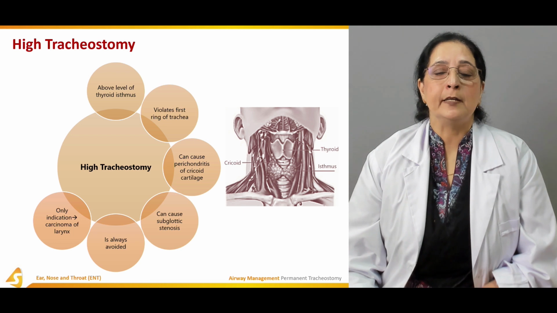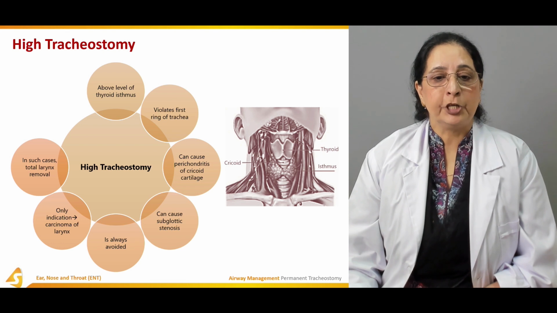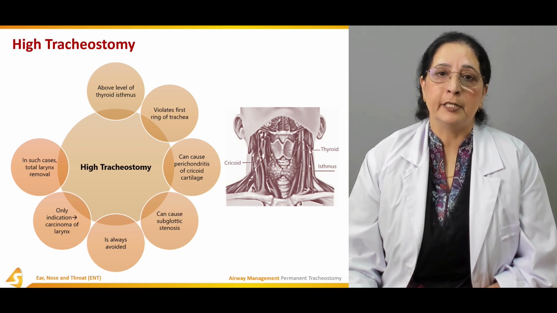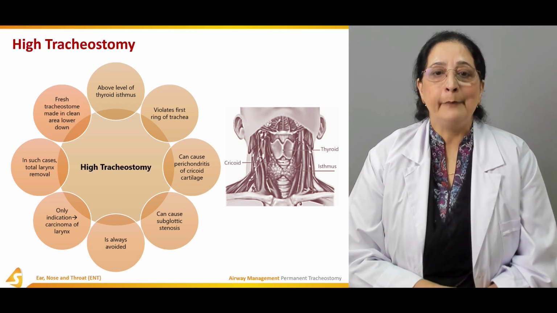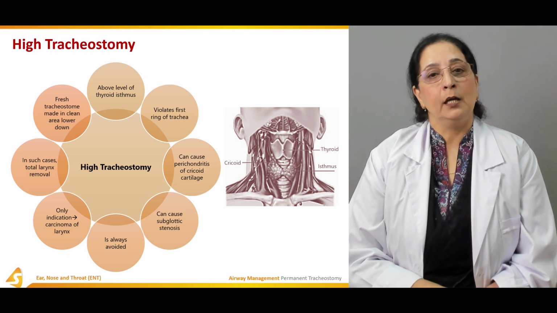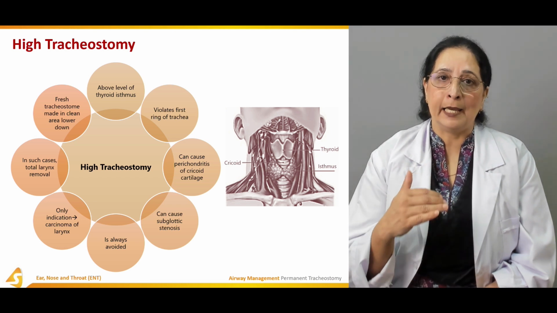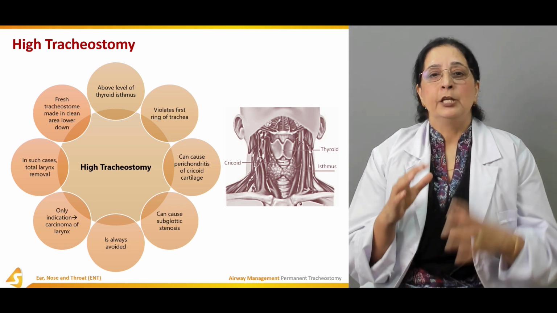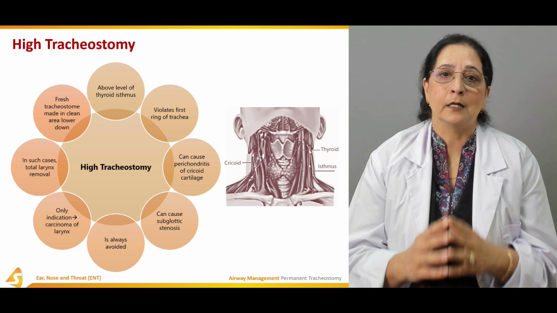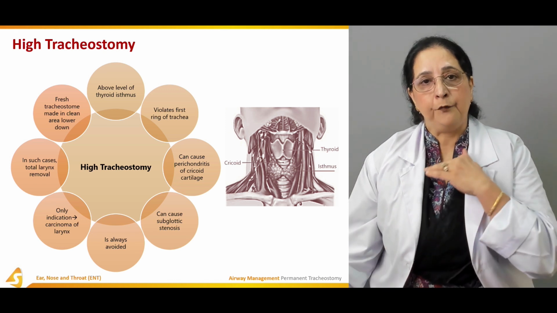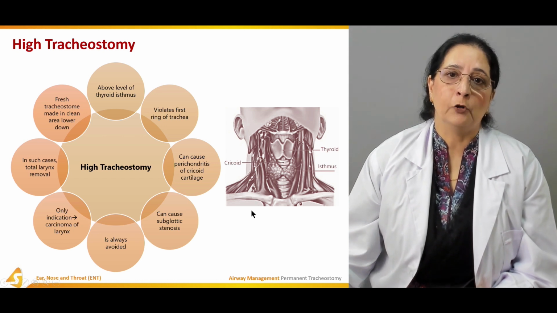It is only indicated if there is carcinoma of the larynx present. In such cases, we need total laryngectomy or removal of the larynx. A fresh tracheostome is made in a clean area lower down. So all these are the indications for why we need high tracheostomy. It should not be very commonly used, is only performed when there is carcinoma of the larynx, is performed above the isthmus, and can cause perichondritis of the cricoid cartilage.